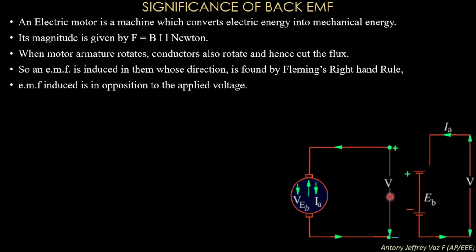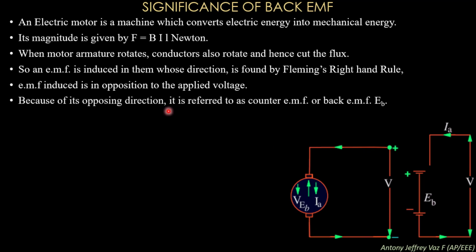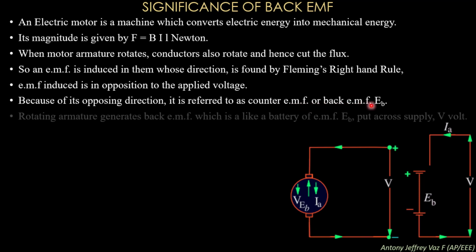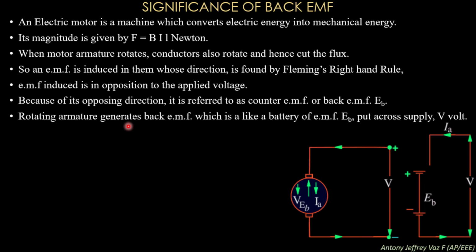If you see, the applied voltage is V, whereas the back EMF generated, EB, is in the reverse direction of the applied voltage, since the current IA is flowing inside, whereas the back EMF EB opposes the voltage V. Because of its opposing direction, it is referred to as counter EMF or back EMF EB. The rotating armature generates back EMF, which is like a battery of EMF EB put across a supply voltage V.